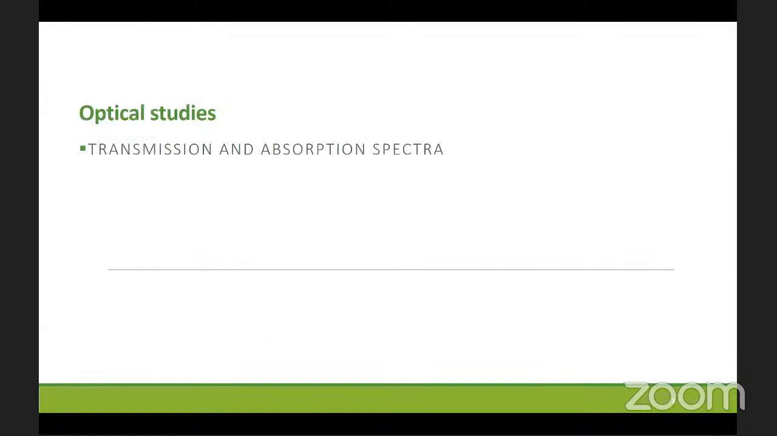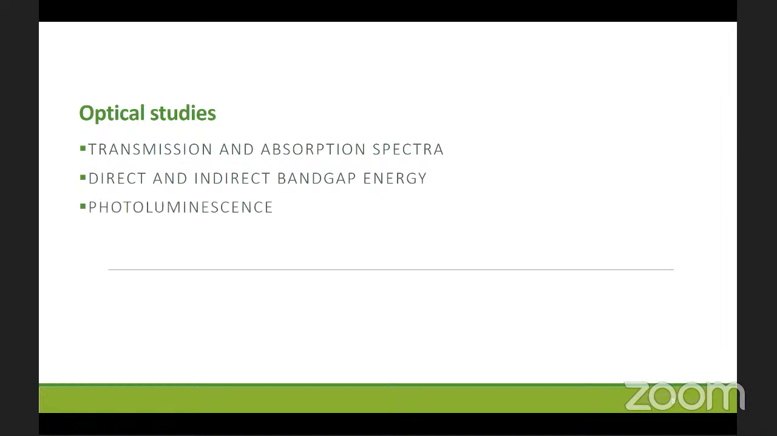The linear optical properties of all thin films are studied from the absorption and transmission spectra, which are recorded using a spectrometer in the range of 190 to 1100 nanometers, and the band gap energy of these nanocomposites is calculated, in addition to the photoluminescence of the thin films. Here I will show the important and major results in brief.